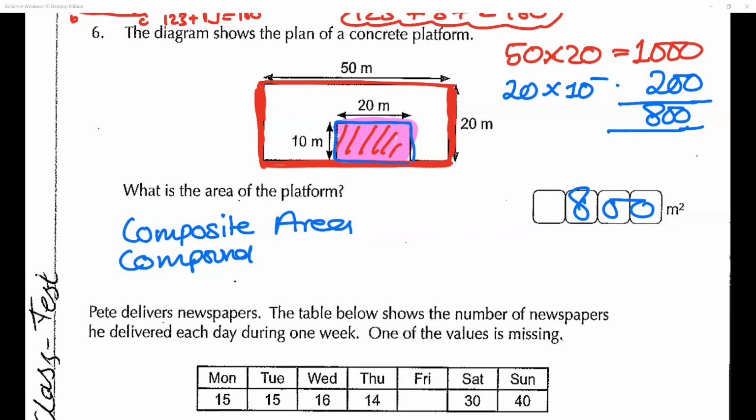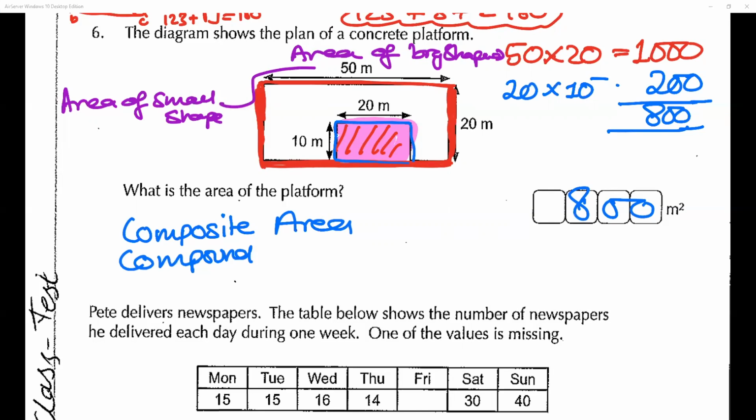Okay, so make note of exactly what we've done. So area of the big shape, which is the whole shape, minus the area of the small cutaway, the small shape that we can cut out. And then you minus them.